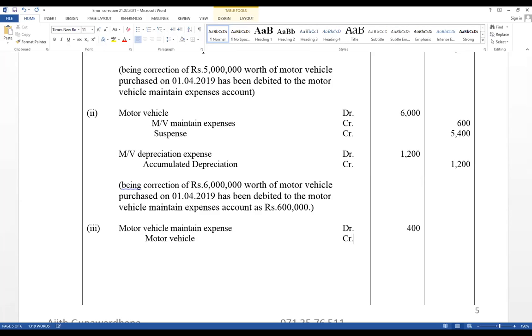Motor vehicle maintenance expense account debit, motor vehicle account credit 400. This is the first part. Think about the expense that has been recorded as an asset. The values are equal, therefore it does not affect the suspense account.